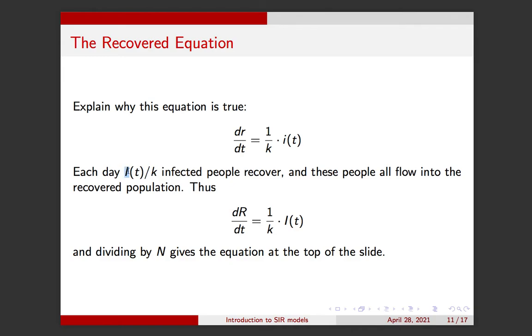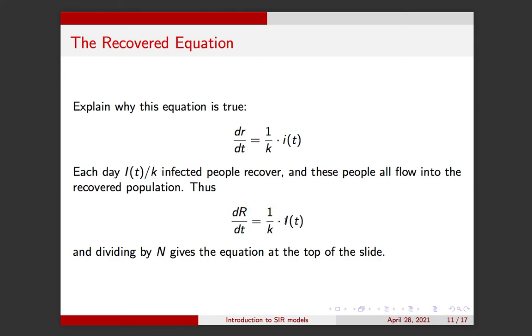Recall, I said like 10 minutes ago, if the infection lasts 4 days on average, then you'd expect 1/4 of the people to recover a day. If the infection lasted 3 days, then 1/3 of the people will recover a day on average. So this is how many people are recovering on a given day, and where do these people go in terms of our model? They go to the recovered population. So here's an equation for the rate of change of recovereds.